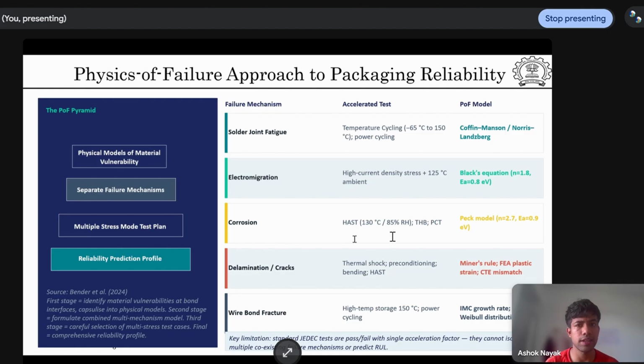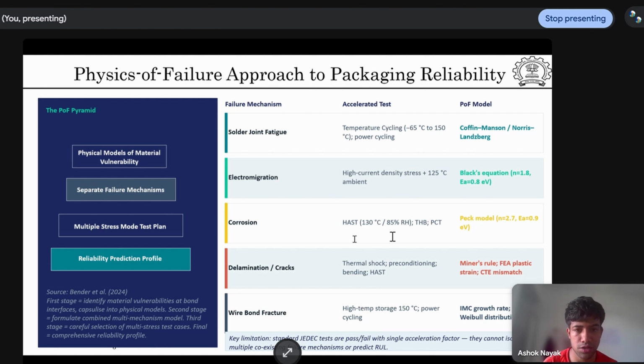So Bender's framework is the physics of failure pyramid on the left. The core argument is that you can't just run a stress test and call a device reliable. You must start at the base, identify physical vulnerabilities of every material, encapsulate them into a mathematical model, and then formulate a multi-dimensional mechanism model, then carefully design multi-stress test cases, and only then you get a meaningful reliability prediction profile. So the table on the right shows the 5 dominant failure mechanisms.